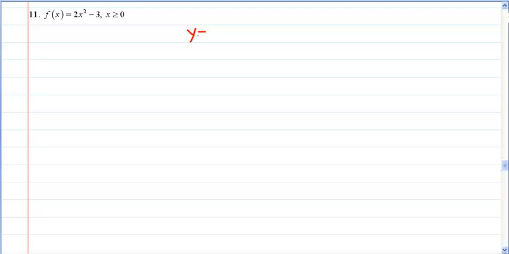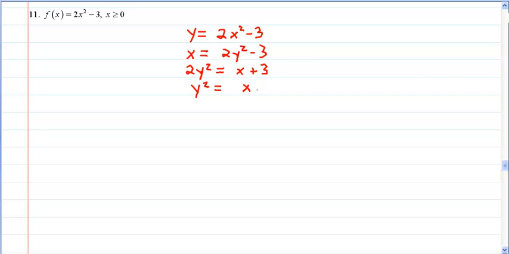So for number 11, we have y equals 2x squared minus 3, and we start by interchanging x and y, and I solve for y. I'm just going to move the 2y squared onto the left side of the equation, and I have 2y squared is x plus 3, and we get y squared is (x plus 3) over 2.